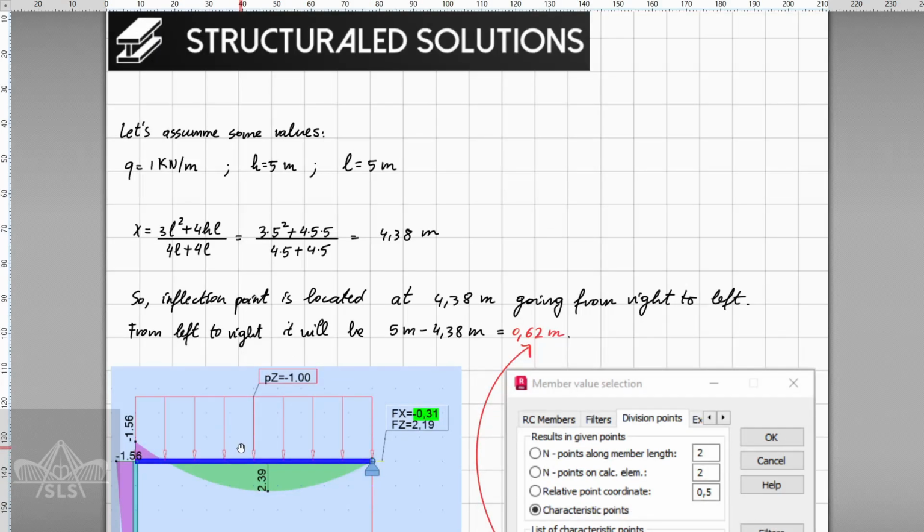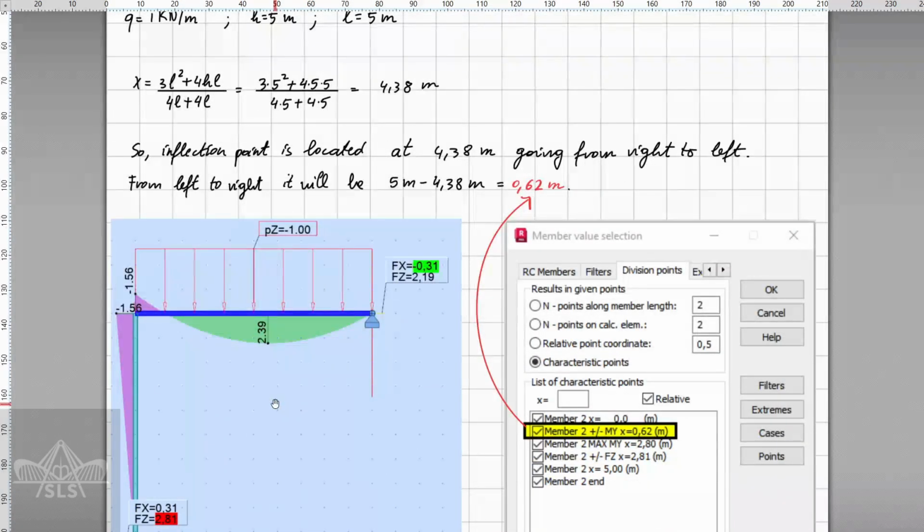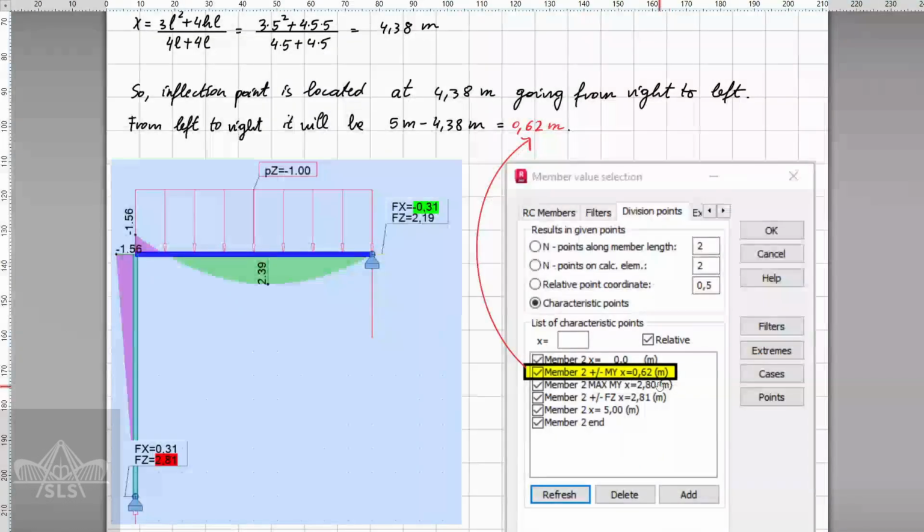And if we check with the software, as you can see here, the software is going to say that the place or the location where the bending moment switches sign is going to be located at 0.62 meters. And this 0.62 meters refers to what I said previously, where basically the base point of the software is starting from here. So from here to here is going to be 0.62 meters.